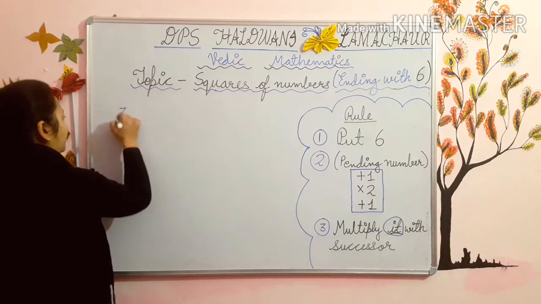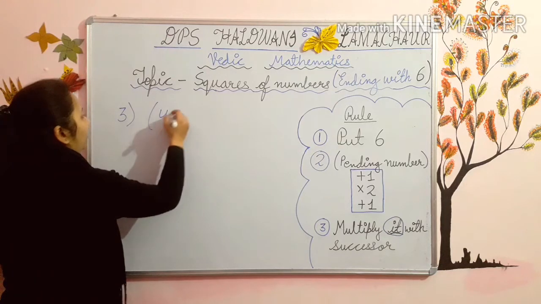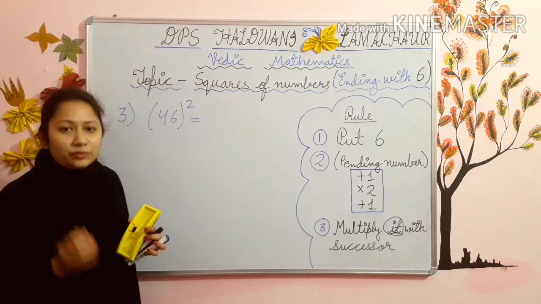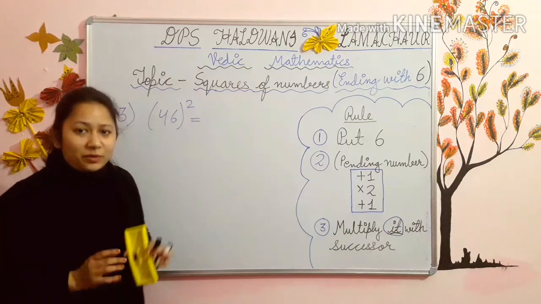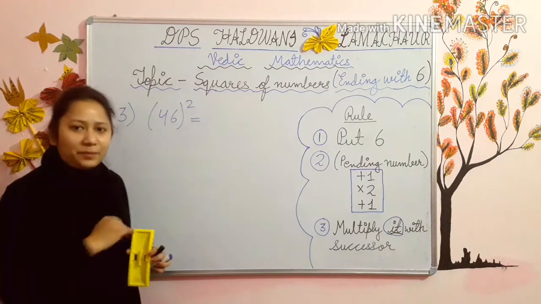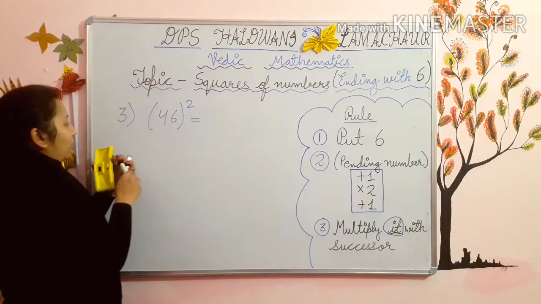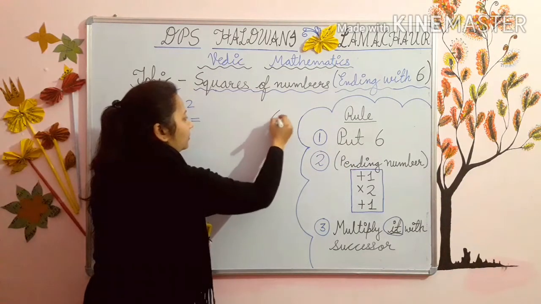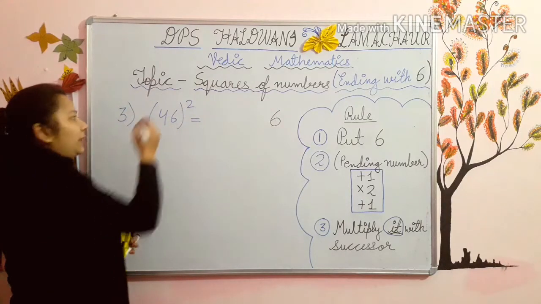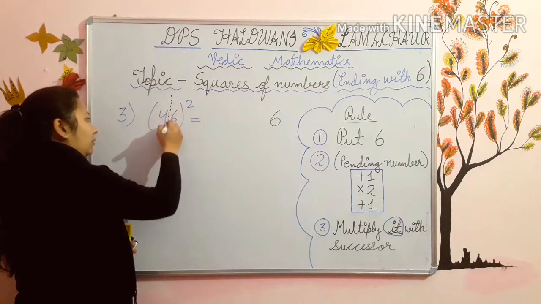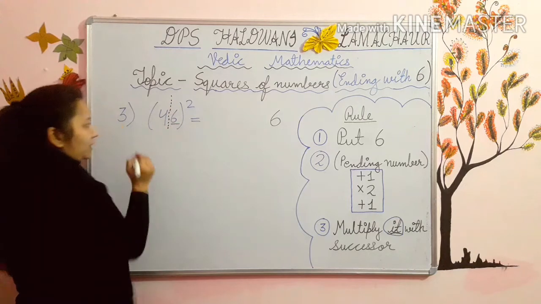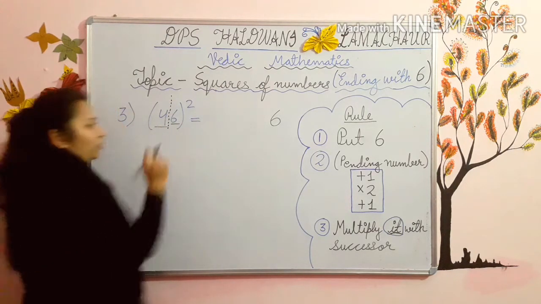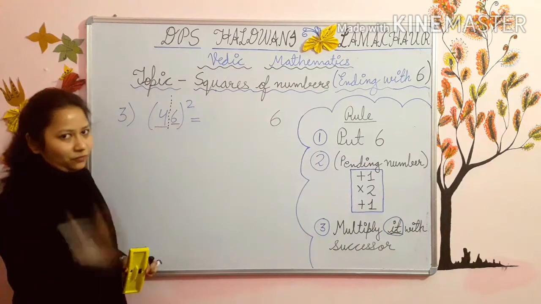Our third sum is square of 46. Now students, please watch the video till last because these sums are different from the previous ones. Now, the first rule, put 6. Divide your number. You have removed 6 and your pending number is 4. Now, all the calculations will go with 4 only.